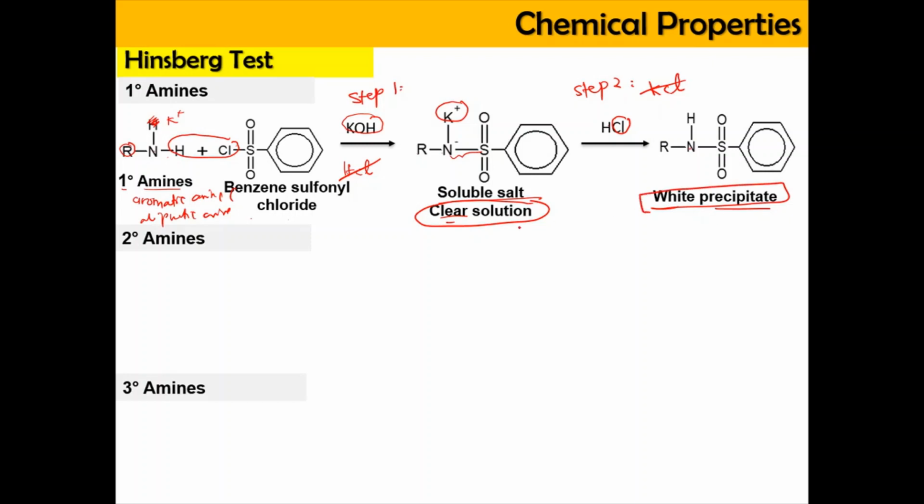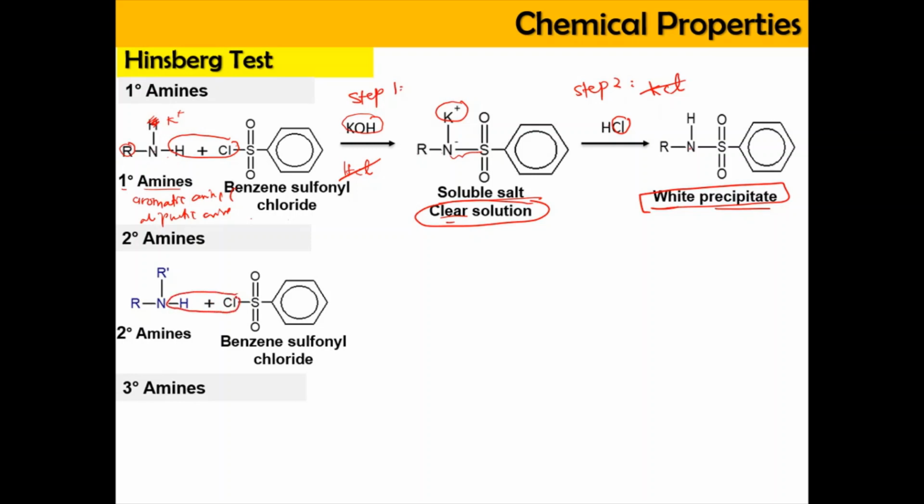Now we're going to move on to the secondary amine. The same, the secondary amine can be an aromatic amine or an aliphatic secondary amine. The secondary amine can react with the benzene sulfonyl chloride, and this is going to remove the H and Cl in order to produce the HCl here. This happens in the presence of excess KOH.